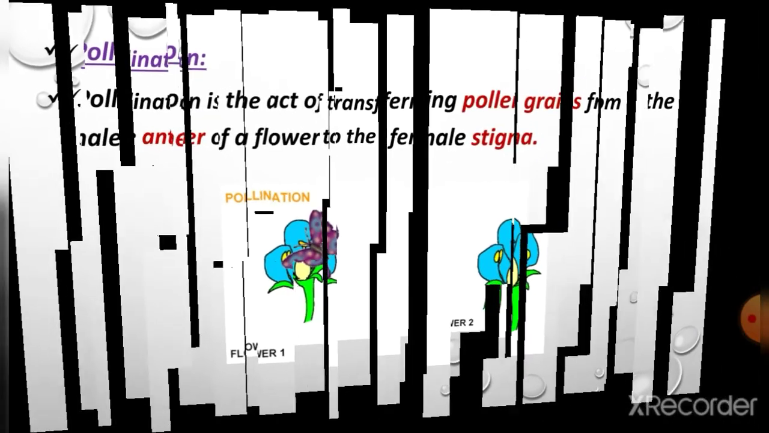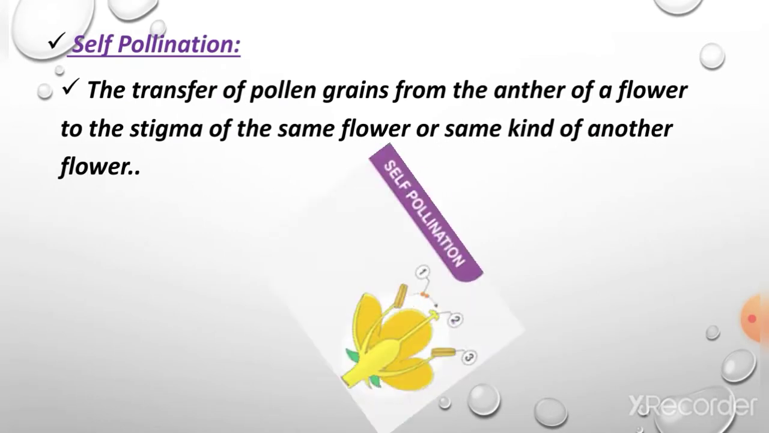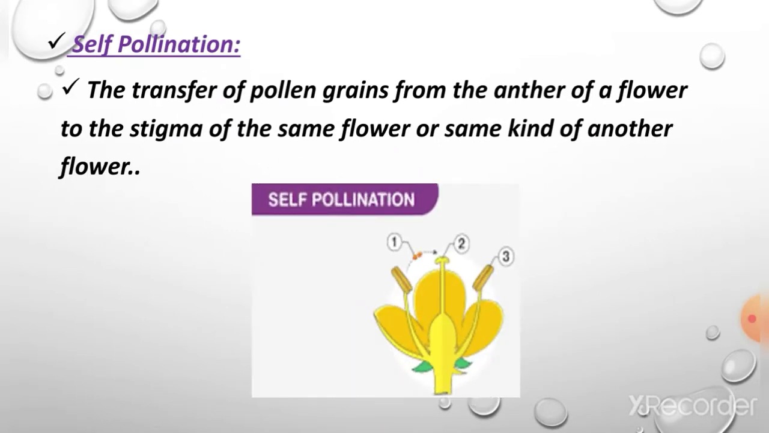It has two types, self-pollination and cross-pollination. First one, self-pollination. What is pollination? The transfer of pollen grains from the anther to the stigma. Here anther means the male part of a flower, stigma means the female part of the flower. Once the pollen grains reach from the male part of the flower to the female part of the flower, the pollination process has started. It has two types, self-pollination and cross-pollination.